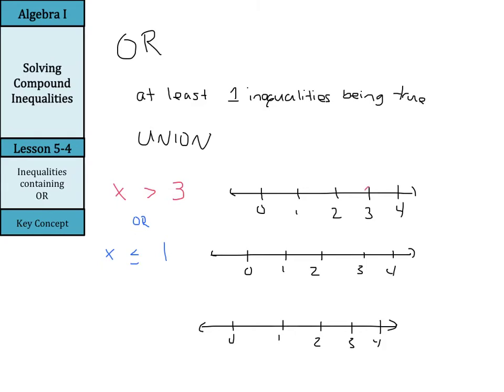X is greater than 3, open circle at 3 going to the right. Less than or equal to 1, closed circle at 1 going back to where it's less than. When I look to draw the union, using the word or, it is x is less than or equal to 1 or x is greater than 3. So we actually draw both graphs. You have both. It's not the intersection, it's both.